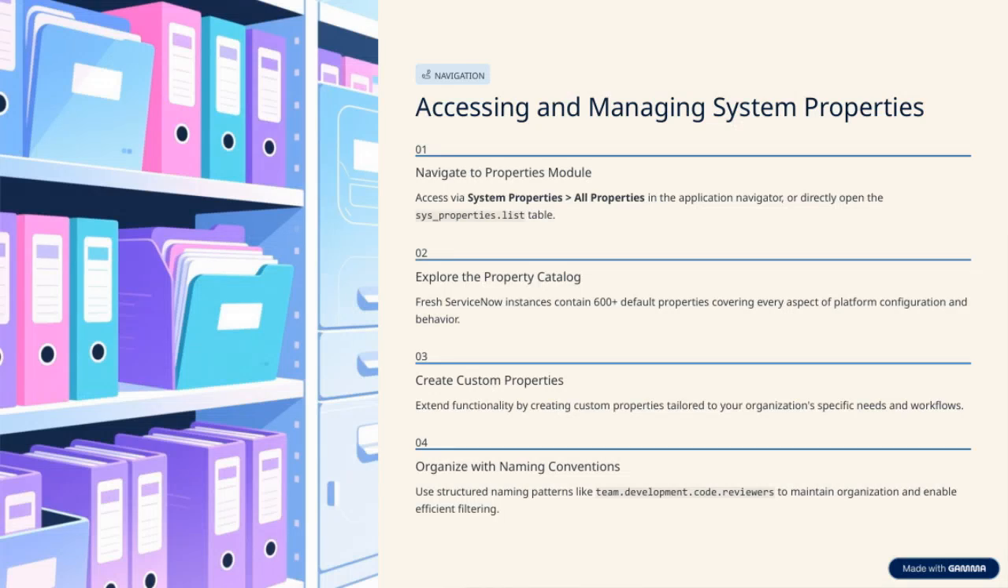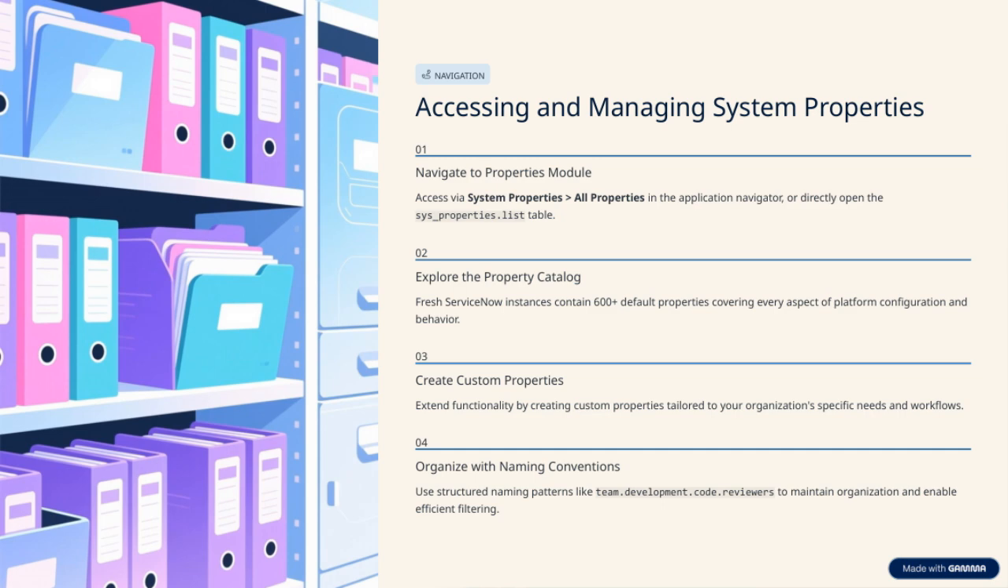Let's talk about how to effectively manage and organize your system properties in ServiceNow. First, using structured naming patterns like team development code reviewers is essential. It helps you keep everything organized and makes it much easier to filter and find specific properties later on. Consistent naming conventions are key to maintaining clarity as your platform grows. Next, you can extend the functionality by creating custom properties. These are tailored specifically to your organization's unique needs and workflows. By adding custom properties, you can capture exactly the information or settings that are most relevant to your team, enhancing your platform's flexibility.